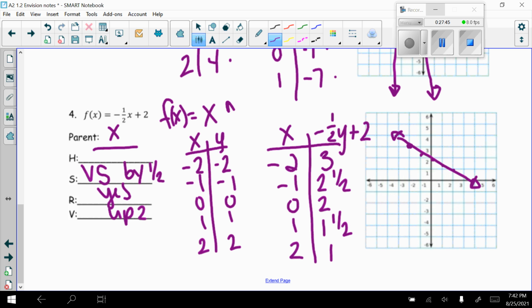The parent function, my slope is 1, okay? So I would have been up 1 over 1 or down 1 over 1. So notice I don't go down 1 over a whole point, right? I didn't go down 1 whole point. I went down 1/2, okay? Or down 1 over 2 is what we went from this point, right? So it's not as steep. This line is not as steep as its parent.